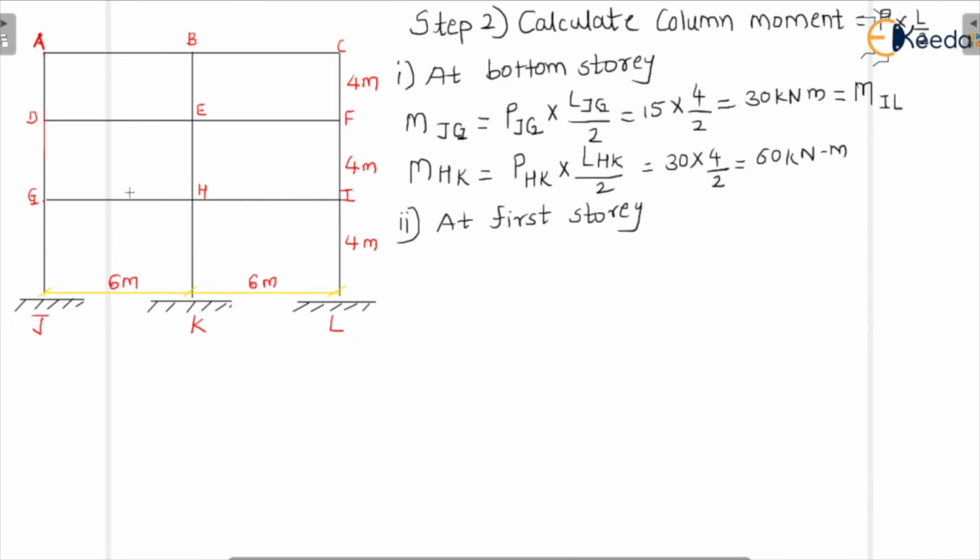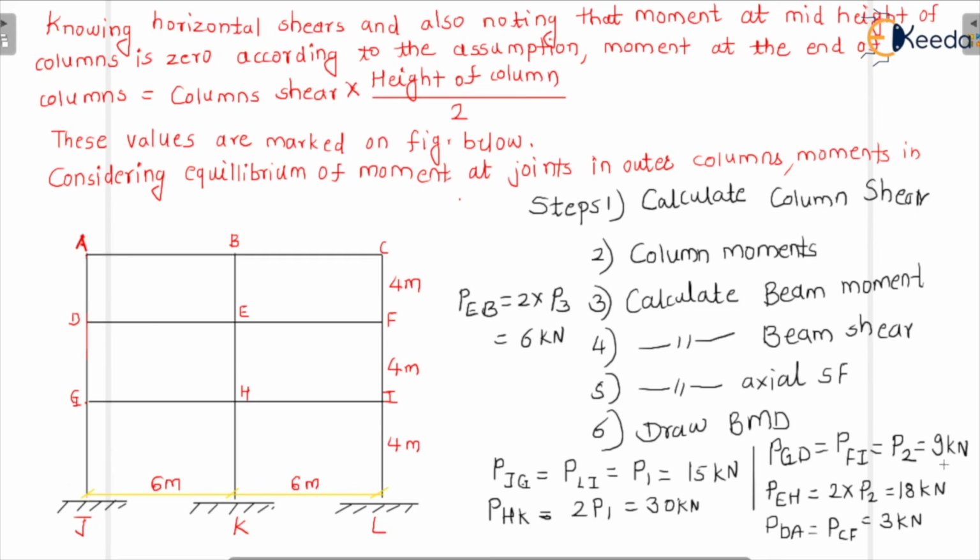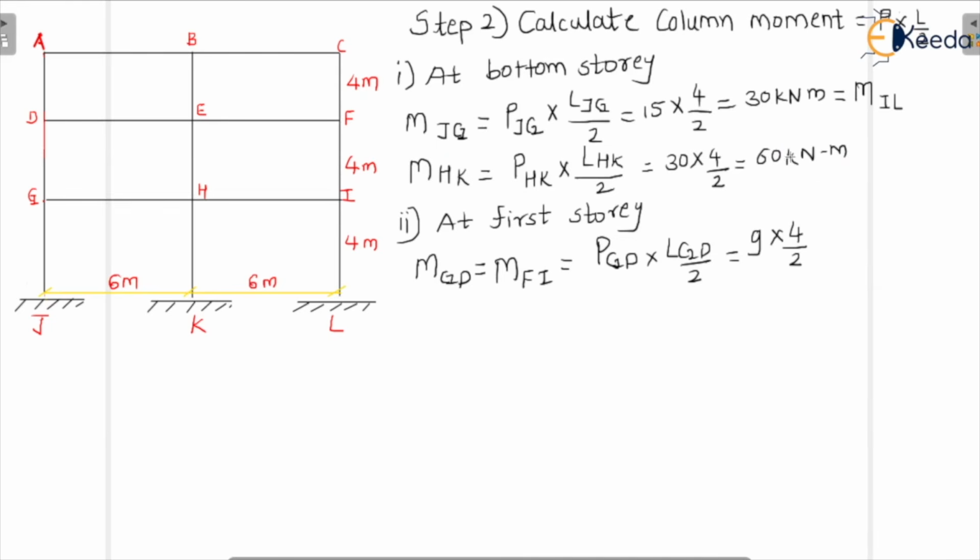So for first story, M of Gd. So M of Gd is equal to, again same formula, M equals to P into L by 2. So M of Gd equals to P of Gd into L of Gd by 2. So M of Gd, again it will be the same answer like M of Fi. You know, this column is also same. So length is same, so P of Gd, or you may write P of Fi into L of Gd by 2, or you can write L of Fi by 2.